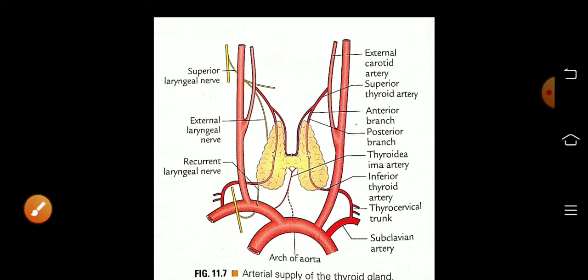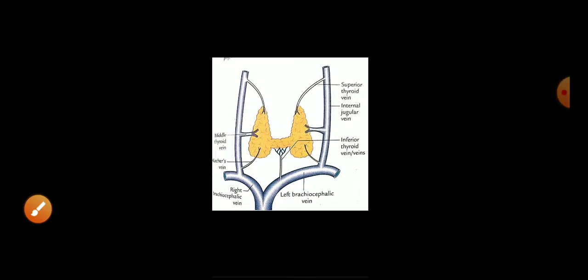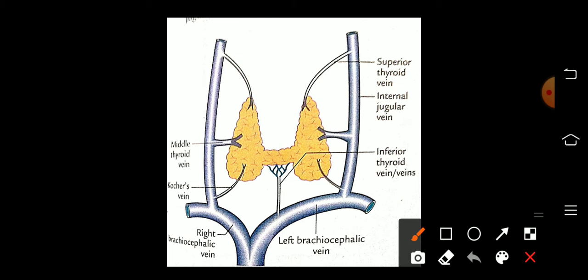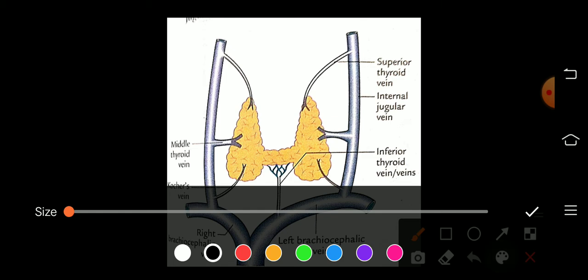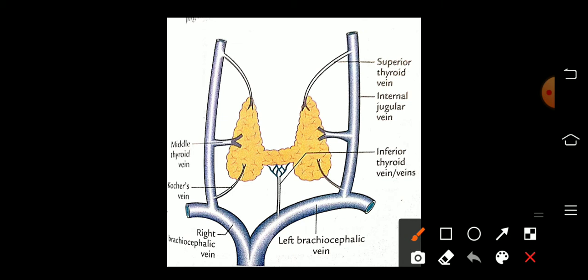So now we are going to see about the venous drainage. Venous drainage is very simple when compared to the arterial supply. So when you're seeing about the venous drainage, there are three kinds of vein here. So the superior thyroid vein, as you can see, middle thyroid vein and inferior thyroid vein. So there is sometimes an abnormal vein also, that is called as Koch's vein. Okay, so we'll see about all these veins in detail.